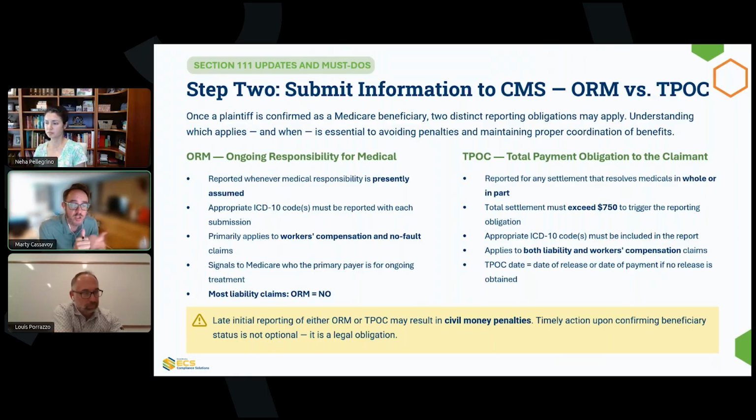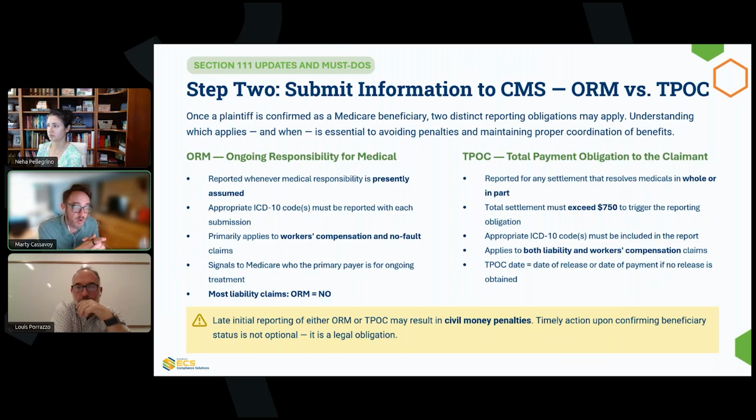If you do, you want to report the ORM equal to yes. You want to report the ICD-10 codes. And then when you do that, that will tell Medicare, hey, over here, we're responsible. Marty Cassavoy and his team are responsible to pay for Lou Porrazzo's ongoing medical coverage as a result of his car accident. Like, that's how ORM works. Now, obviously, in a liability case where you're dealing usually with people after they've had an accident or injury, and you're settling all their claims all at once without paying for any ongoing treatment, you're not worried about that. So most of your claims are going to be ORM equal to no, as I mentioned.